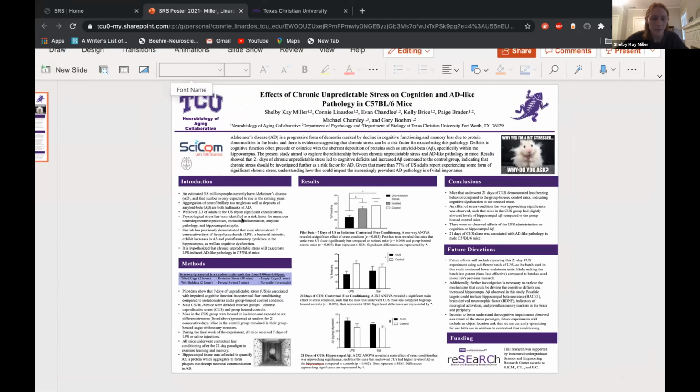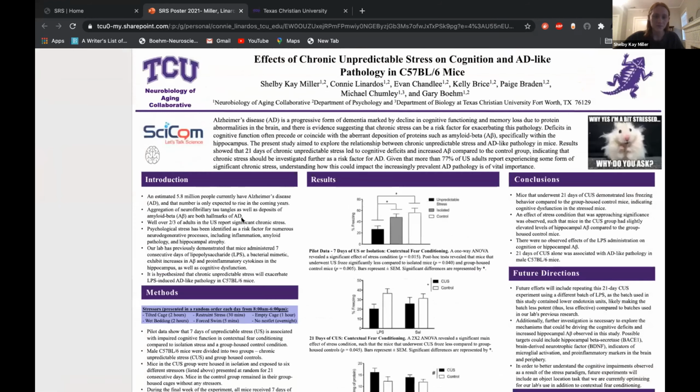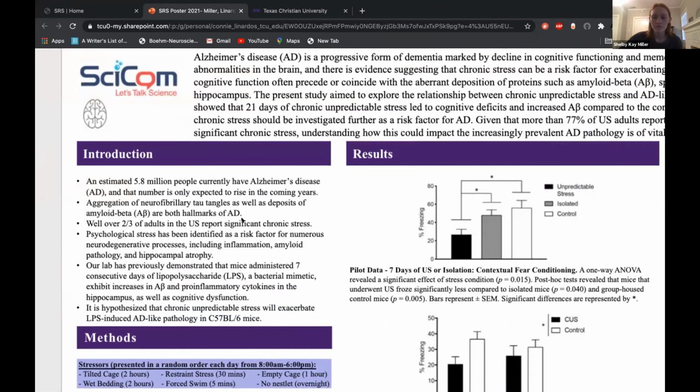Yeah, thanks, Shelby. So the study that we're going to be talking about today was primarily aimed at discerning the relationship that might exist between the application of a chronic stress paradigm and the development of an Alzheimer's disease-like phenotype that we were able to induce previously in our lab using administrations of LPS, which is essentially just a pro-inflammatory bacterial mimetic. It activates the immune system. And so that exacerbates the development of some of those neurodegeneration symptoms in the C57BL6 mice.